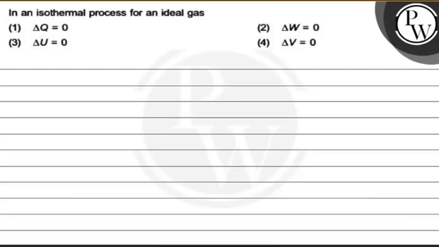The question says, in an isothermal process for an ideal gas, delta Q is equals to 0, delta W is equals to 0, delta U is equals to 0, delta V is equals to 0. तो इस क्वेश्चन में हमको बोला गया है कि आइसोथर्मल प्रोसेस में एक आइडियल गैस के लिए इनमें से कौन सा ऑप्शन जो होगा वो करेक्ट होगा, इसमें से कौन सा रिलेशन जो है वो सही है.